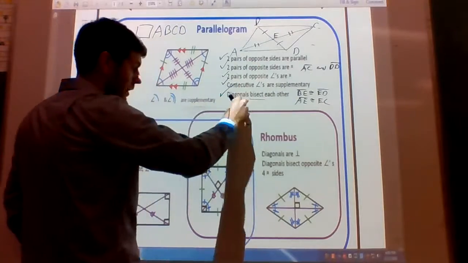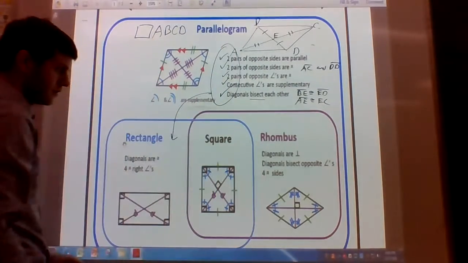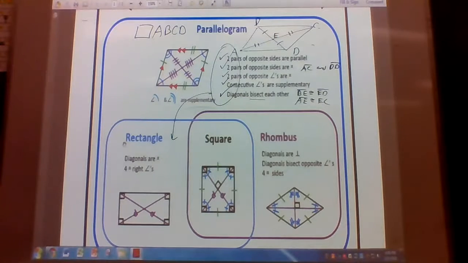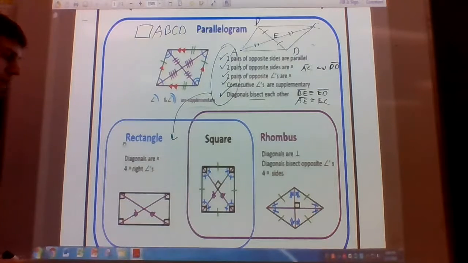So all 5 of these properties apply for rectangles because rectangles are parallelograms. Therefore, they have the properties of a parallelogram. Okay, but with rectangles, we're adding 2 additional properties. The diagonals themselves are congruent, and the right angles are congruent.